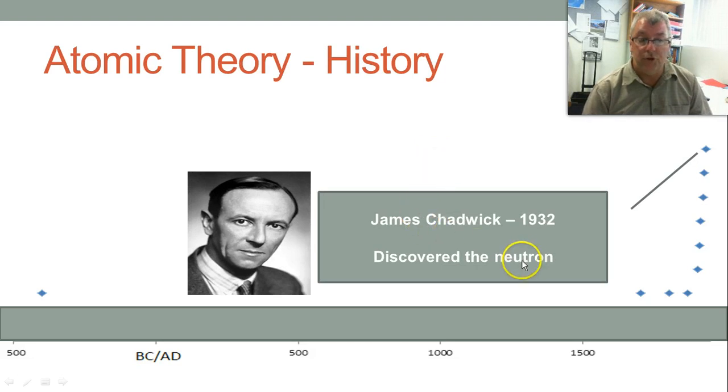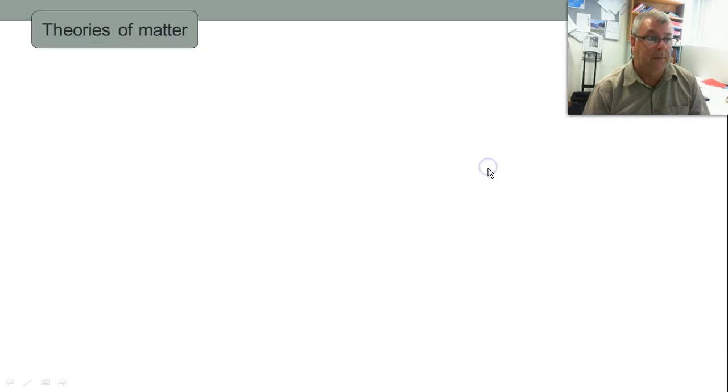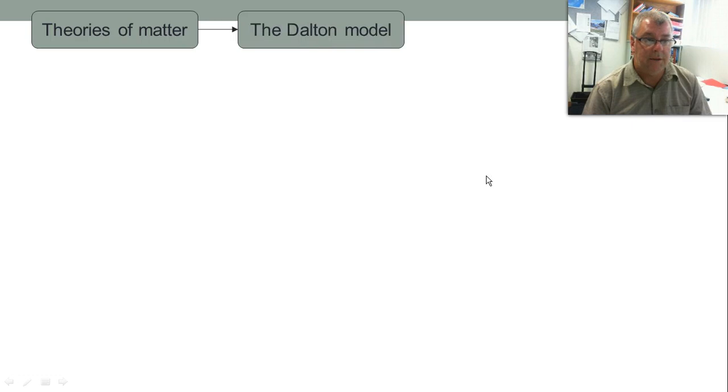And then we discovered the neutron, which took a long time to discover because it doesn't weigh much and it has no charge. But people had proposed its existence, and then it took until 1932 before it was actually discovered. So let's just look at it another way. The theories of matter, the Dalton model.